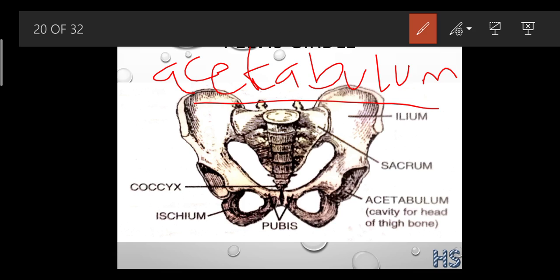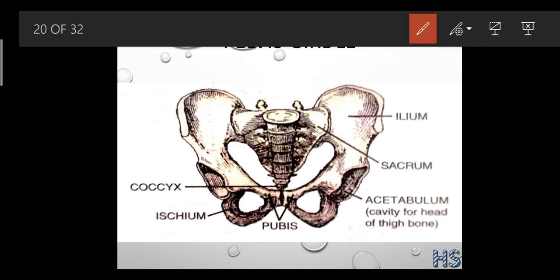What is the acetabulum? The acetabulum is nothing but the cavity which helps to attach the structure of the leg. Suppose there is a leg, so there is a cavity out here. You can see the gap. So basically this helps them attach to each other.